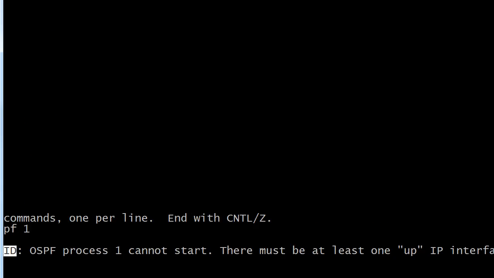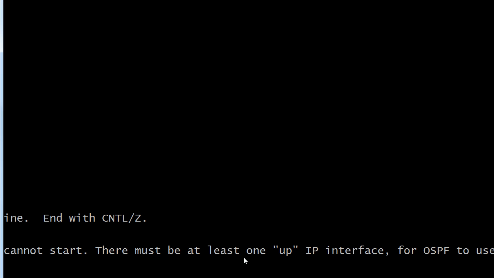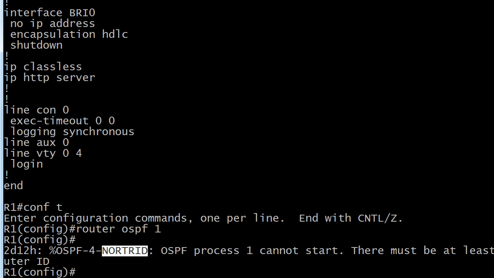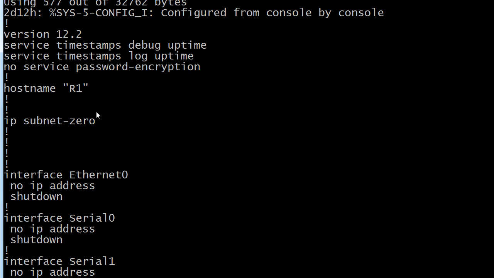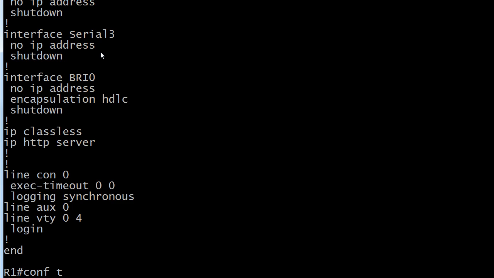And what it's telling us the rest of the way here: there must be at least one up IP interface for OSPF to use as what? The router ID. All this means, and of course NORTRID is kind of short for no router ID. And the problem is, especially in a lab environment, you might do a write erase like I do. Sometimes I'll erase the configs and then I'll walk away, and then I'll come back and put my lab commands on, and then I just start. Well, if you don't have an IP address on this router, and that's exactly the situation here, I can scroll up and show you. I don't even have a loopback on here. I haven't done anything except a couple of basic lab commands.